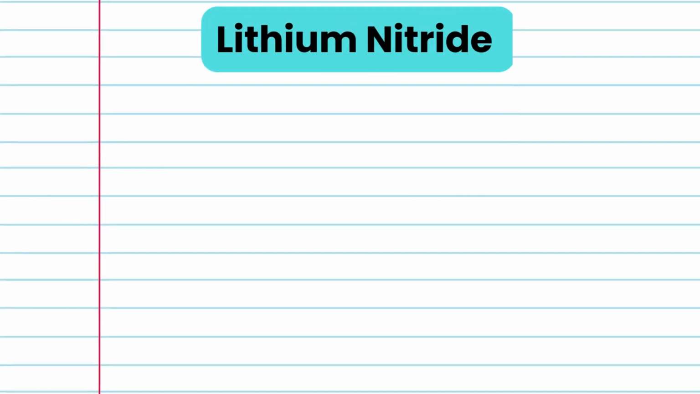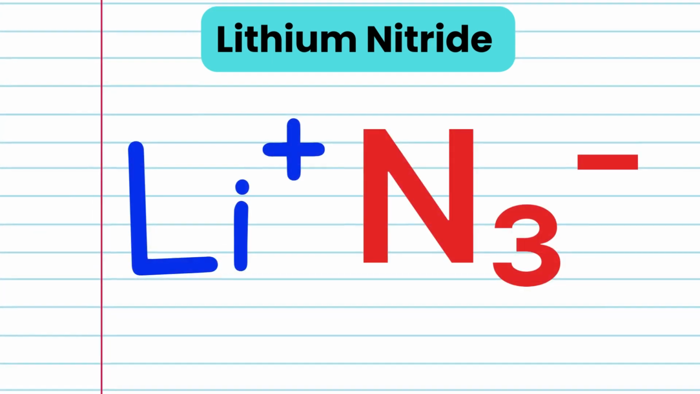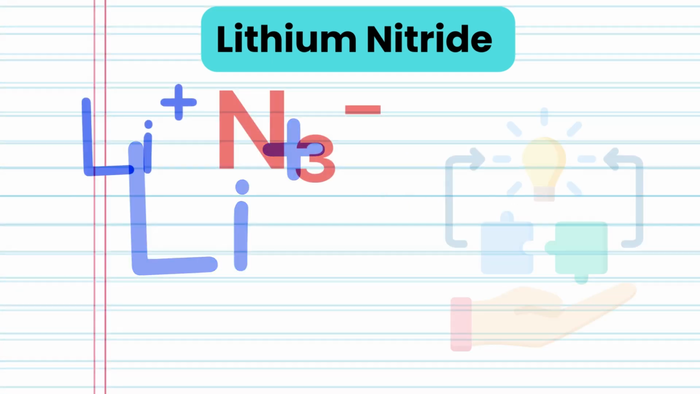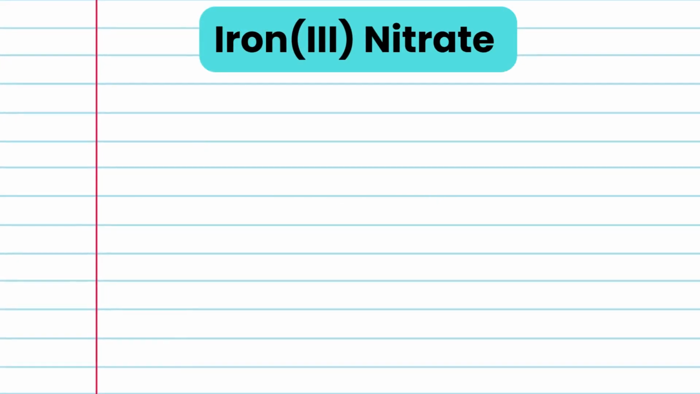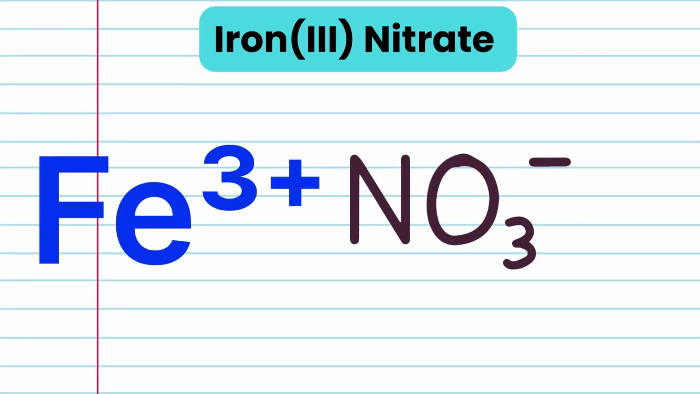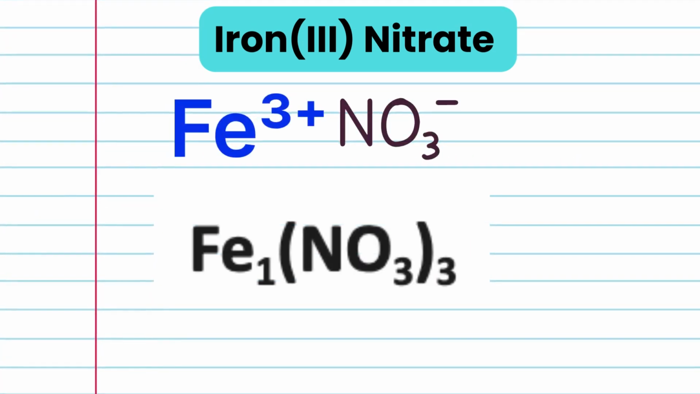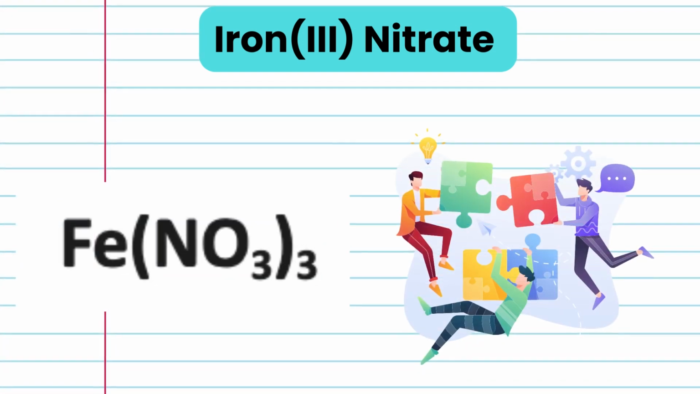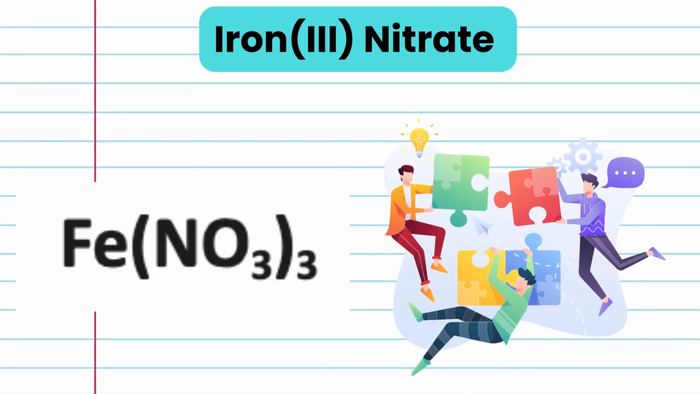Question 9. Lithium nitride. Li is 1 plus, N is 3 minus, so we get Li3N. Question 10. Iron 3 nitrate. Iron is 3 plus, NO3 is 1 minus. So we do criss cross and we get Fe subscript 1, NO3 subscript 3. And we write the final formula as Fe(NO3)3.